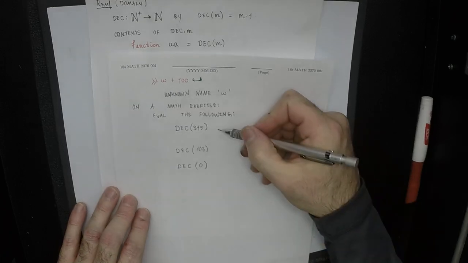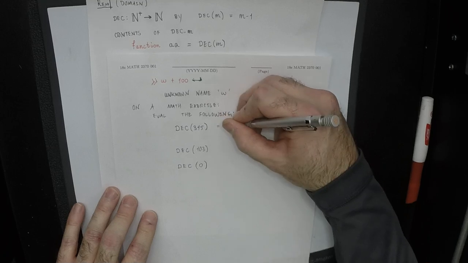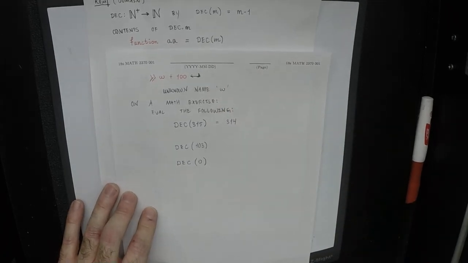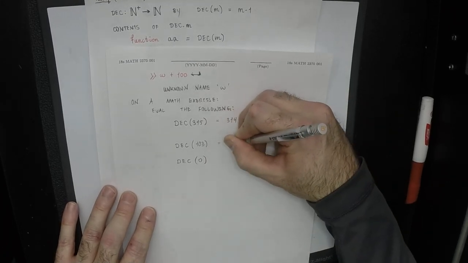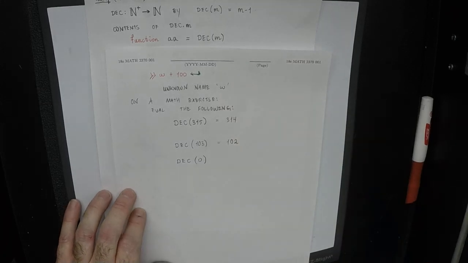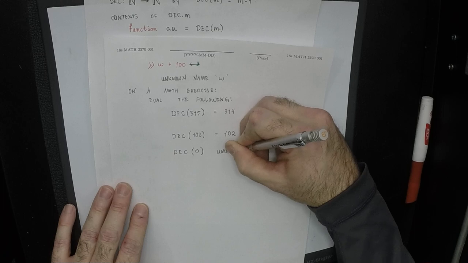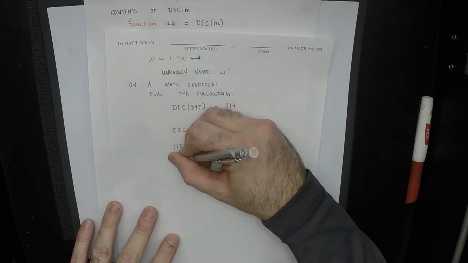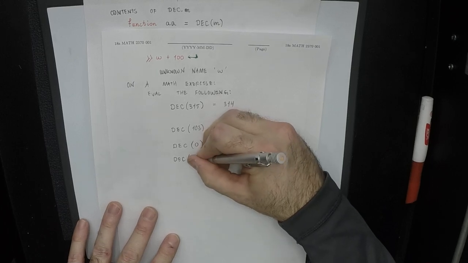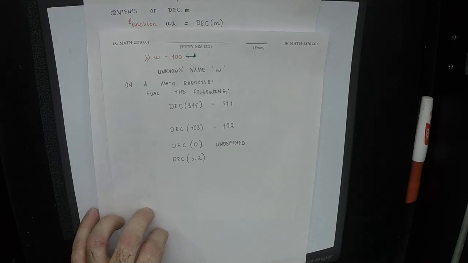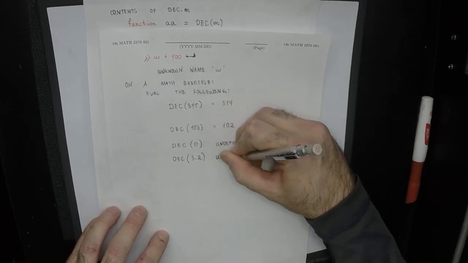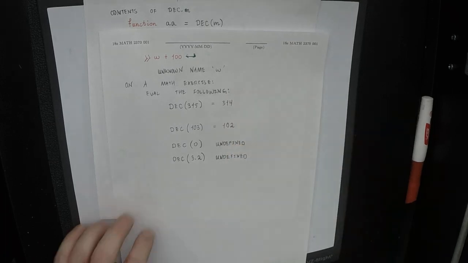So what's the correct response for the first request? 314, right? What's the correct response for the second one? 102. And what's the correct response for the last one? This is undefined. It's undefined because, remember, the domain of the decrement function is positive naturals. So in particular, it's not defined for 0. Furthermore, if we were to type dec of, say, 3.2, how about that? It's positive, though. Okay, it's not a natural. So this is the correct response.